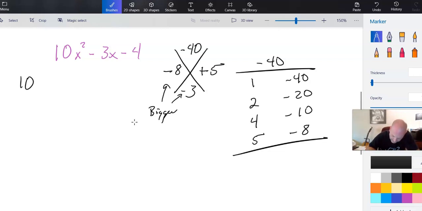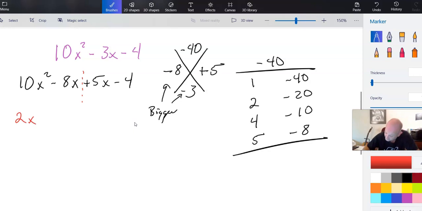So now we have 10x squared minus 8x plus 5x minus 4. And we just need to go through the grouping process now. Right? My common factor back here happens to be 2x. And if I pull 2x out, let's see, 2x times 5x gives me 10x squared. 2x times minus 4 will give me negative 8x. Okay, so that's good. We got that part.